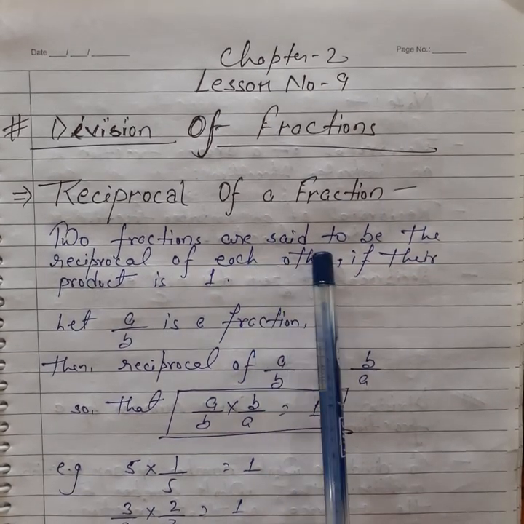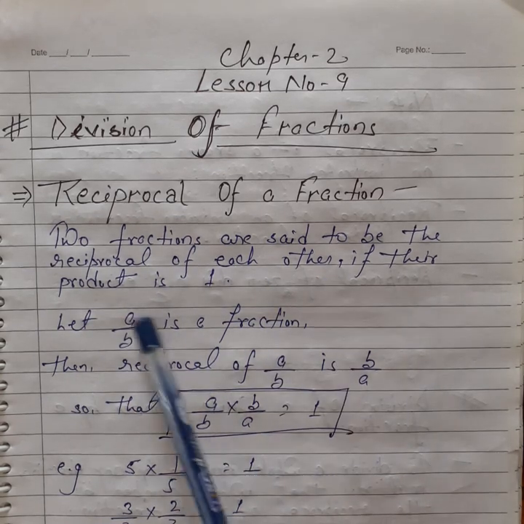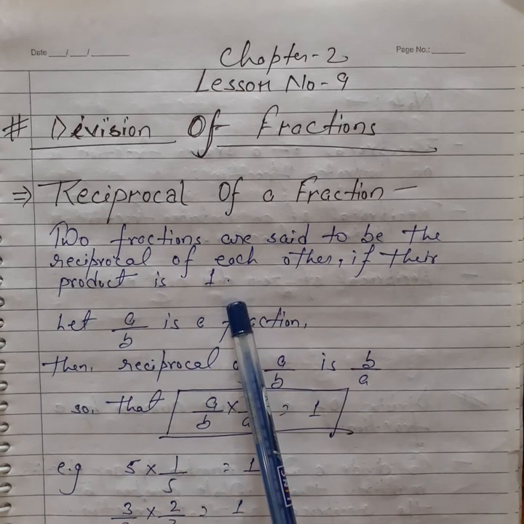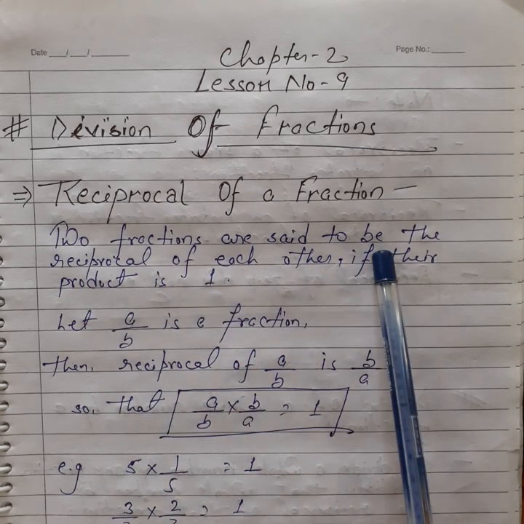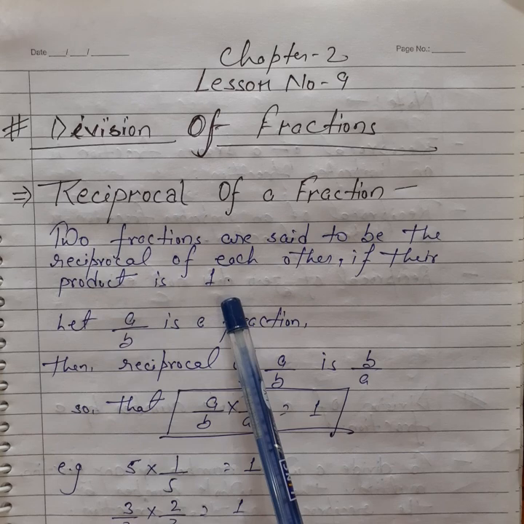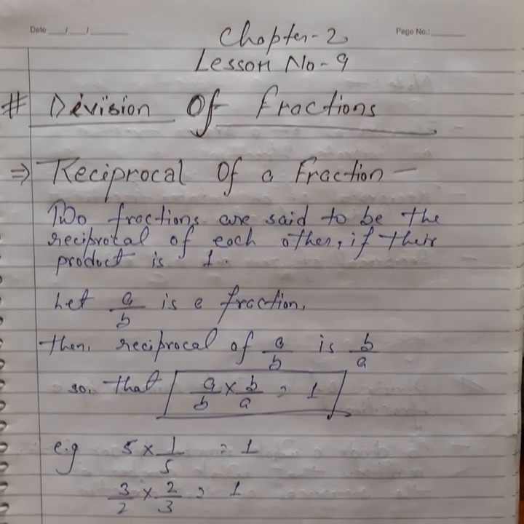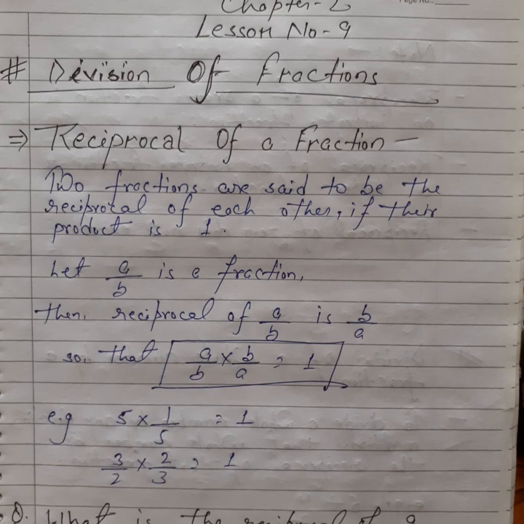Two fractions are said to be reciprocals of each other if their product is 1. Two such fractions whose product is 1 are known as reciprocal fractions.